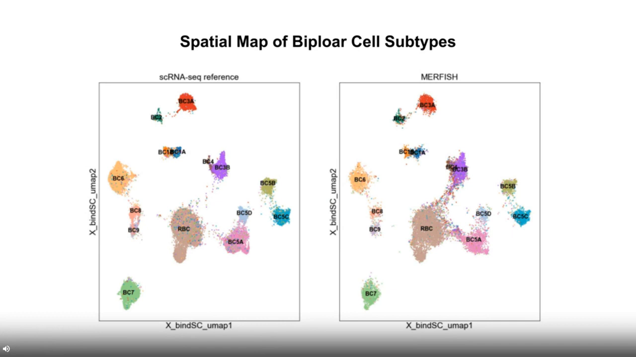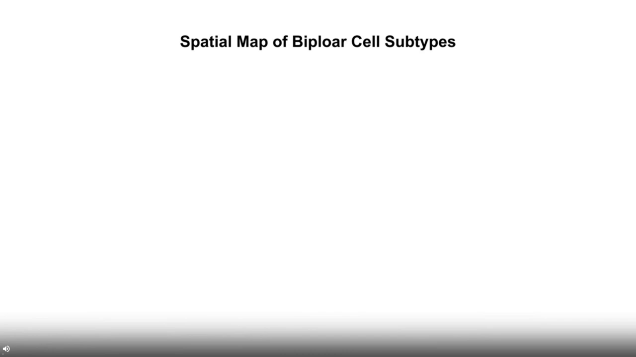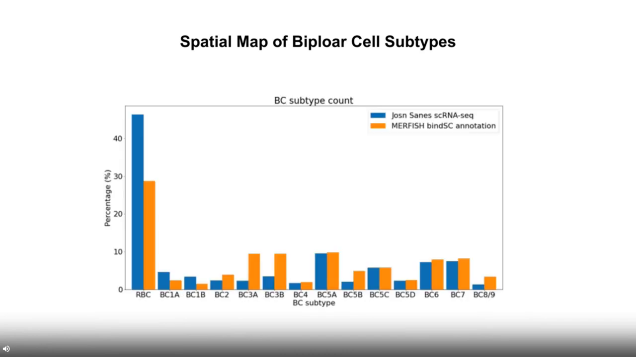So indeed, as you can see, we can successfully embed these two datasets together, and we can find all the bipolar cell types in the MERSCOPE data. Not only can we find them, but when we look at the proportions of different subtypes, the blue ones are the cell type proportions based on the RNA-seq, and the orange ones are based on MERSCOPE. Overall, they are quite consistent.